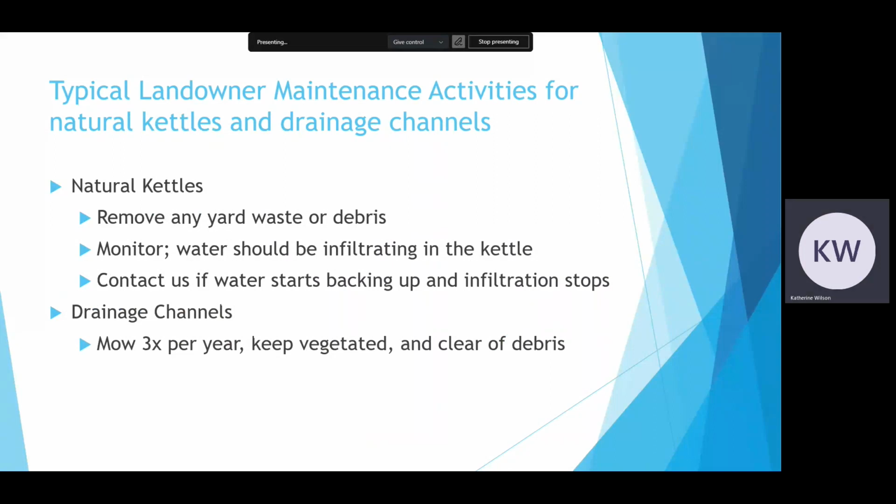As far as drainage channels leading into stormwater practices, these should be mowed 2 to 3 times a year, and you want good grass growth, preferably 6 to 8 inches tall. You want to keep these drainage channels vegetated, but not overgrown with shrubs or trees. And you want to keep it clear of debris to keep the water flowing.